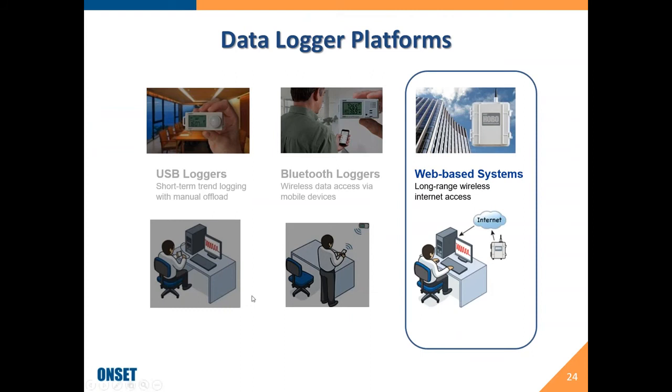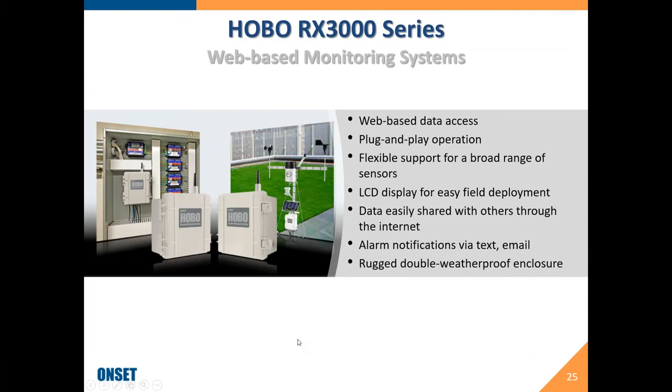Last platform we'll look at is the web-based systems. These are larger systems by nature, and they also use our HOBOlink interconnect system. The RX3000 system is a web-based system. It has plug-and-play operations. It will support, like I said, up to 15 data channels with our smart sensor inputs. It'll also support about 8 analog channels for additional sensors, third-party sensors and the like.